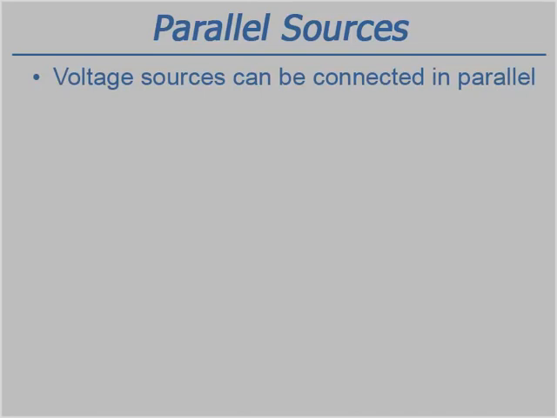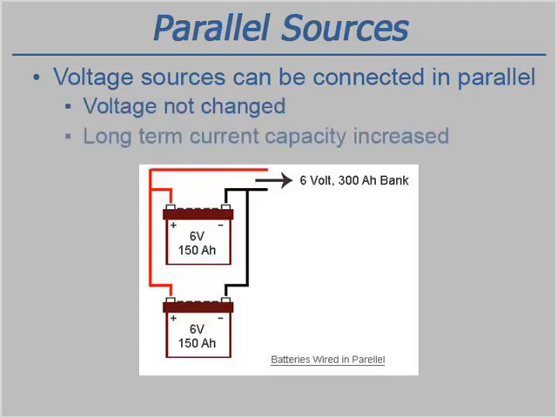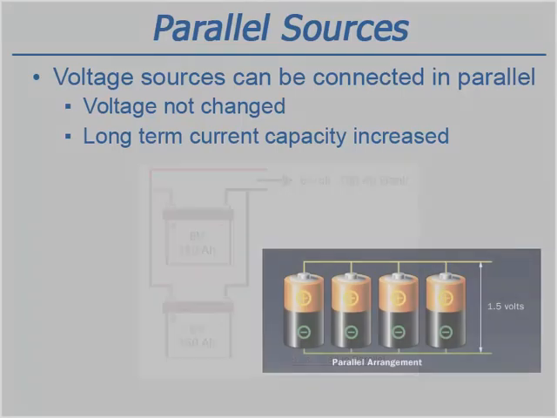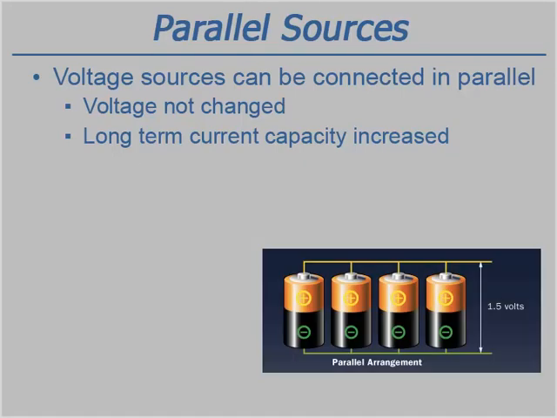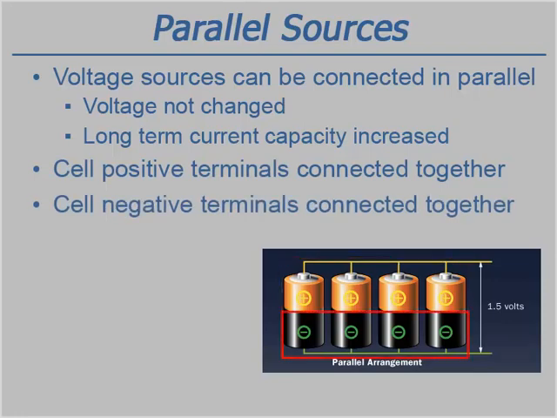Similar to other electrical components, voltage sources can also be connected in parallel. When voltage sources, such as batteries, are connected in parallel, the voltage is not changed, but the long-term current capacity of the voltage source is increased. Each cell contributes its individual current capacity to the circuit. To connect voltage sources in parallel, each cell's positive terminal is connected to the positive terminal of all the other cells, and the negative terminals of the cells are connected as well.